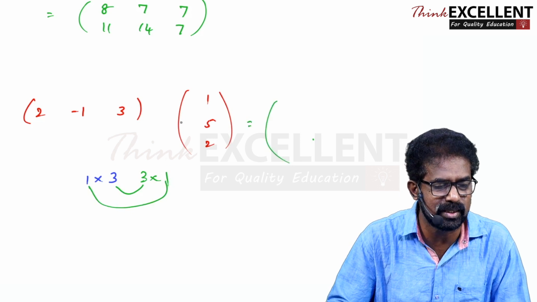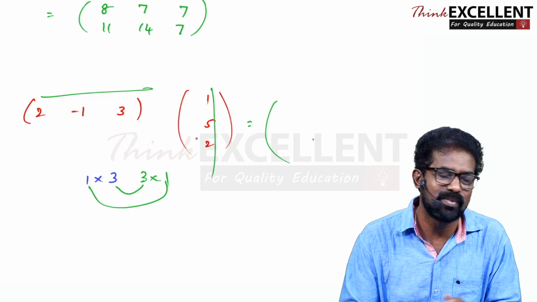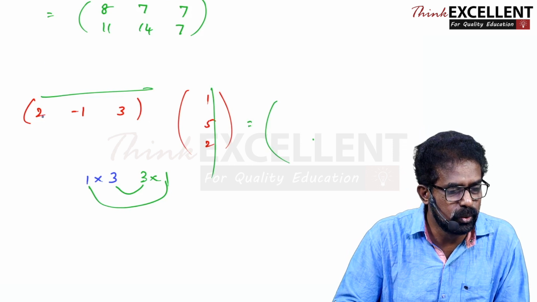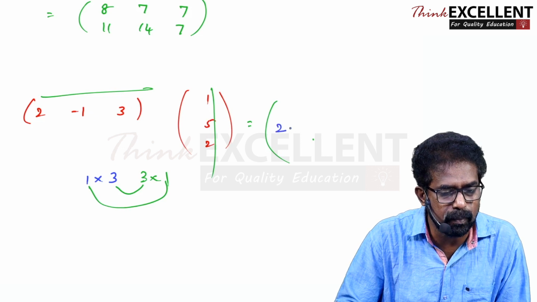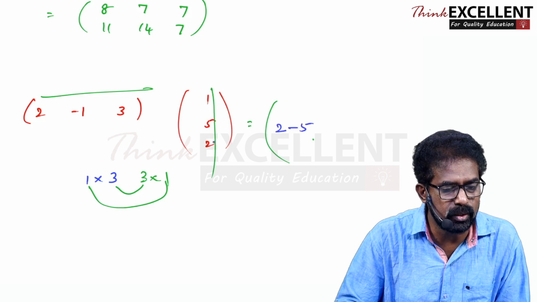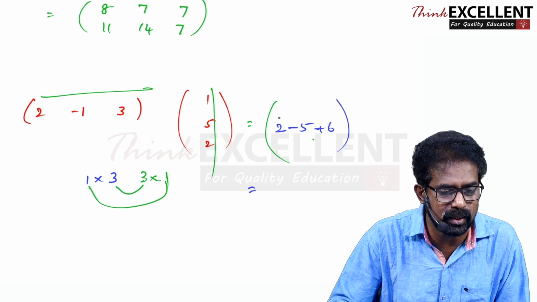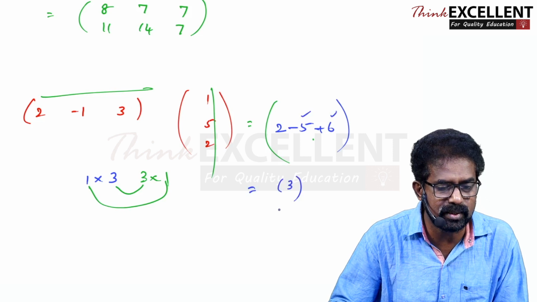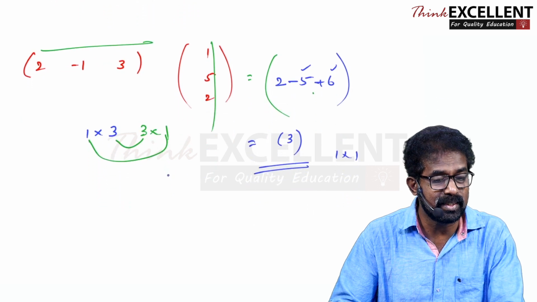See how to do this. First row, first column. That's all. See what you get? 2 into 1, 2. Minus 1 into 5, minus 5. 3 into 2, 6. That's all. Just you are going to get one element. See what is that? 6 minus 5, 1. 1 plus 2, 3. It's a single element. 1 by 1, right?